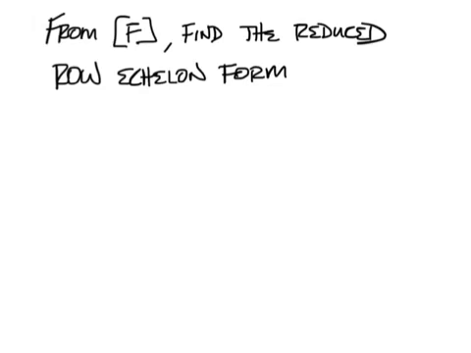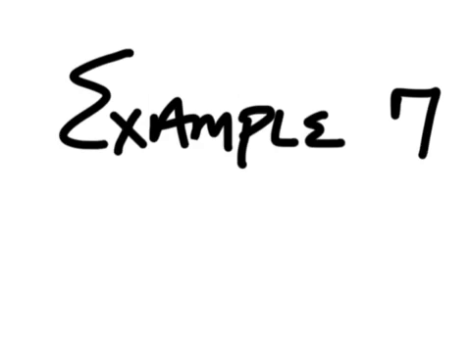From matrix F, we had a matrix F. Find the reduced row echelon form. Matrix F should still be in your calculator. The answers you should have received were 1, 2, and 3. No time for a bonus problem.